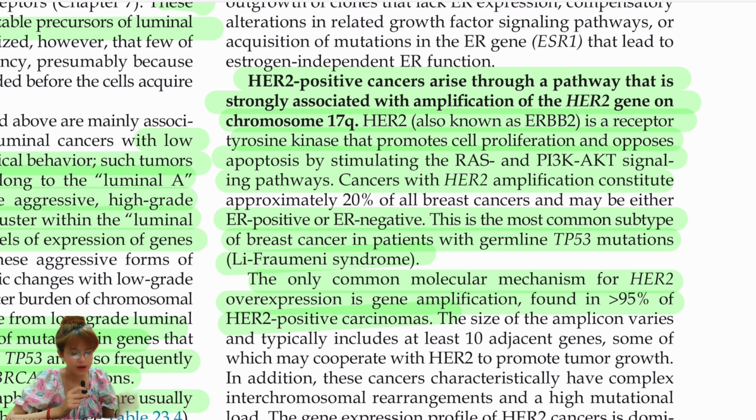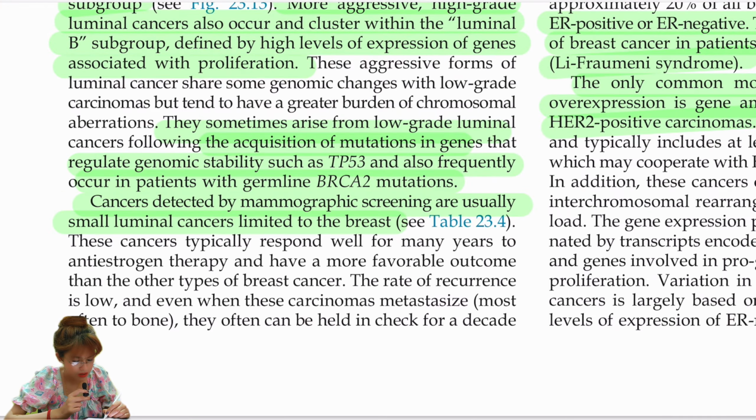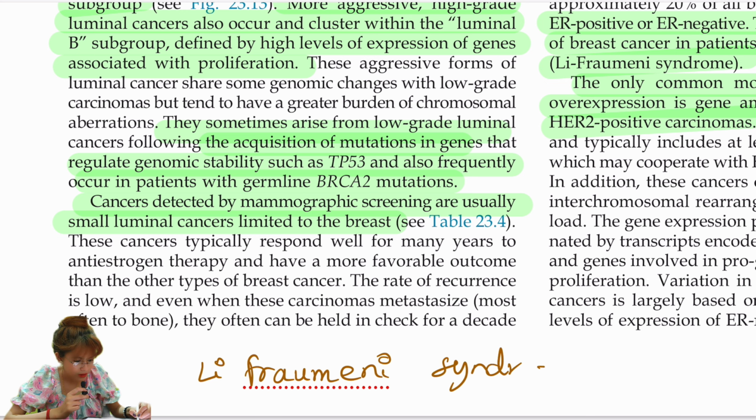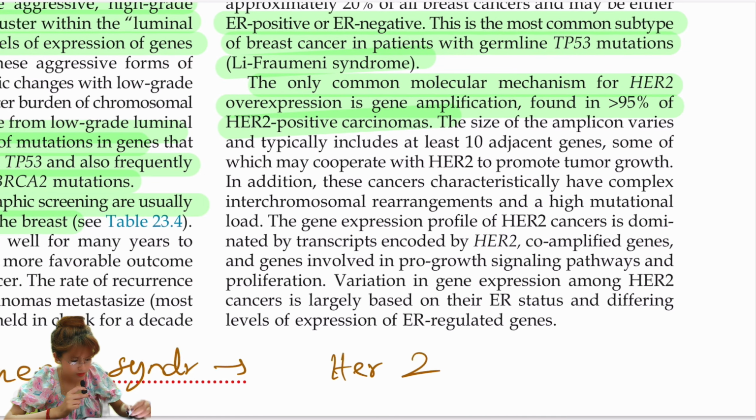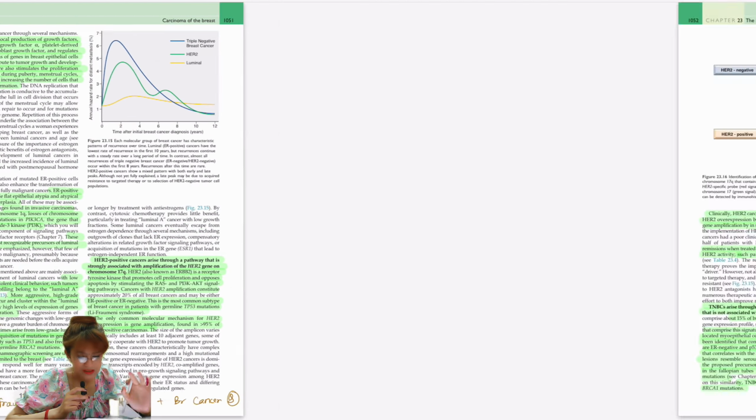The most common subtype of breast cancer in patients with germline TP53 mutations, that is Li-Fraumeni syndrome, is HER2 positive. So in Li-Fraumeni syndrome, you have the TP53 mutations, and the cancer which is most commonly seen in Li-Fraumeni syndrome is the HER2 positive cancer. So very, very important. If I can just write it down over here, because this point is very, very important: in Li-Fraumeni syndrome, you have the HER2 positive breast cancer subtype. So if there's a breast cancer in Li-Fraumeni syndrome, the type that you see there is HER2 positive. And this is again a question. Exam question means MCQ.